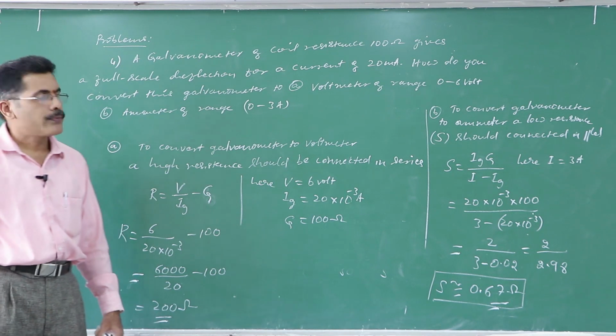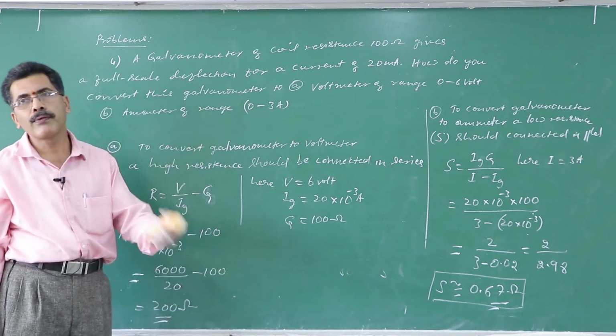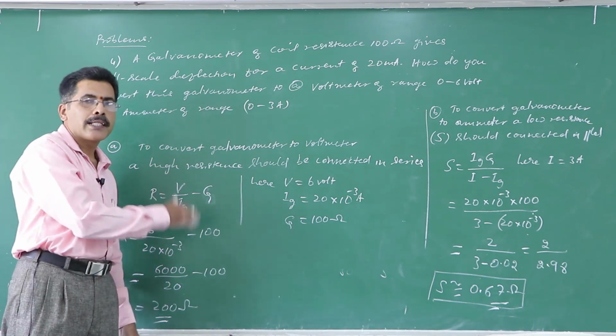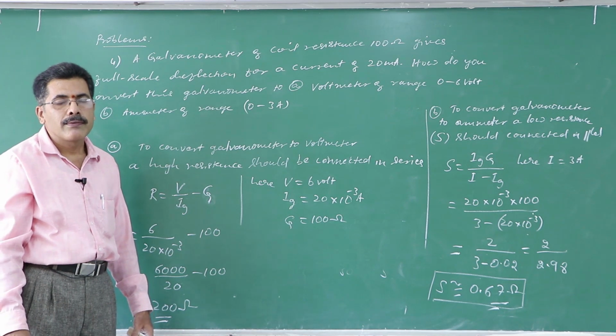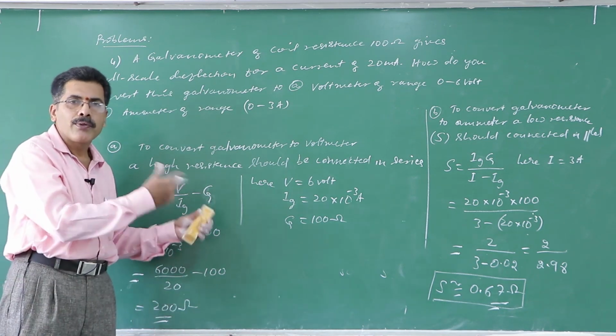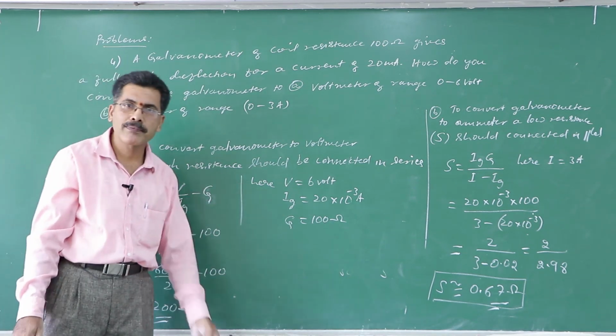Have you understood? In this way we can convert a galvanometer to an ammeter, and a galvanometer to a voltmeter. We will conduct the experiments in the laboratory, conversion of galvanometer to voltmeter as well as ammeter. You are also going to calculate the figure of merit.